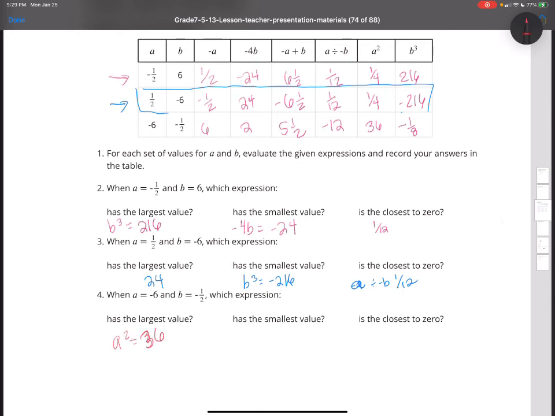All right, which value is the smallest? If you guessed negative 12, you're absolutely correct. And then it says which value is the closest to 0? If you guessed negative 1/8, you are absolutely correct.